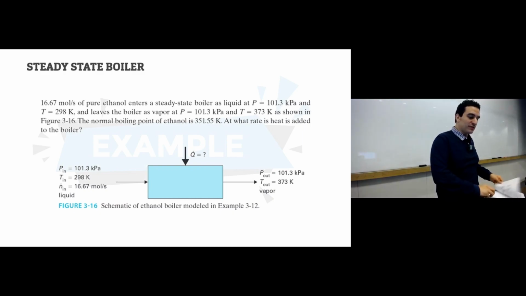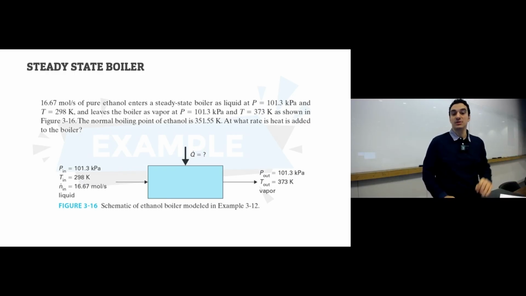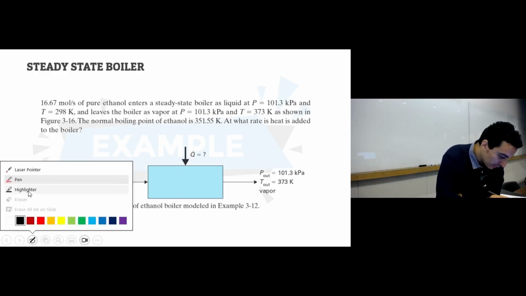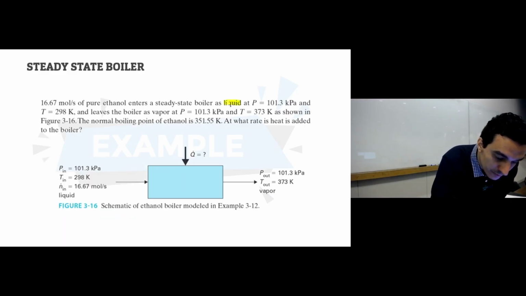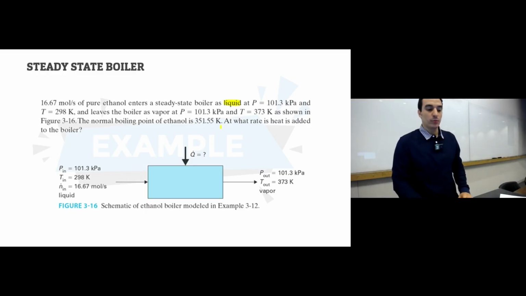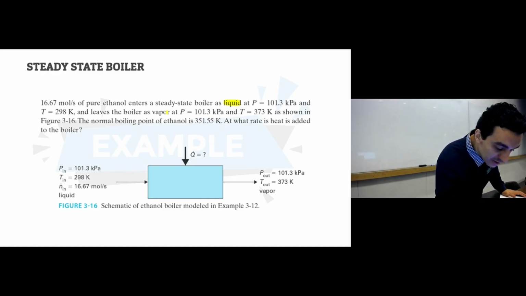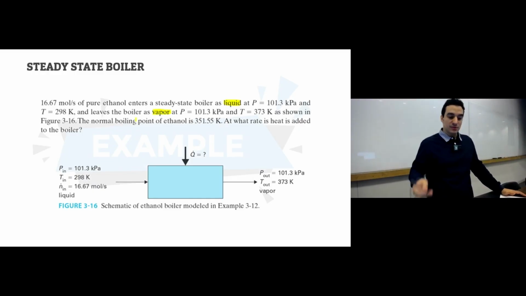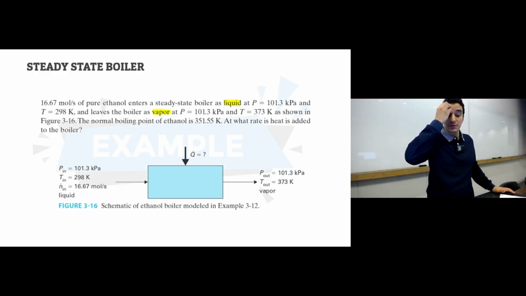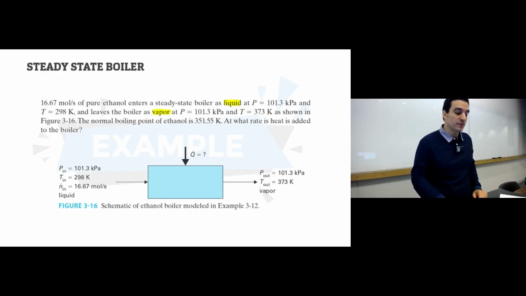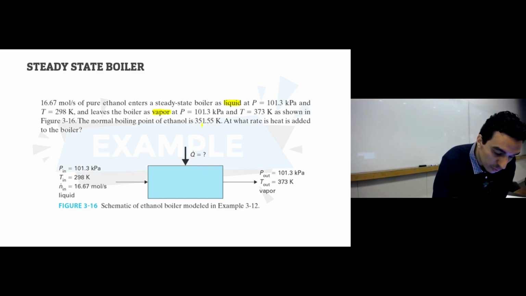So this example says we have 16.67 mole per second of pure ethanol that enters a steady state boiler as liquid. So the inlet here is liquid at 101.3 kilopascal, 298 Kelvin, and leaves this boiler as a vapor at given pressure at 373 Kelvin. As shown in this figure, this is the normal boiling point of ethanol.